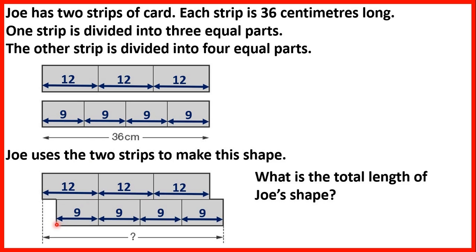So what we need to find out to find the total length is to find the length of this gap here. Now we know that this rectangle at the top is 12 and this rectangle is 9, and they line up together, so we know that this space here must be 3 centimeters. So now to find the total length, we can add 3 and 36, because 4 times 9 is 36, and that gives us a length of 39 centimeters.